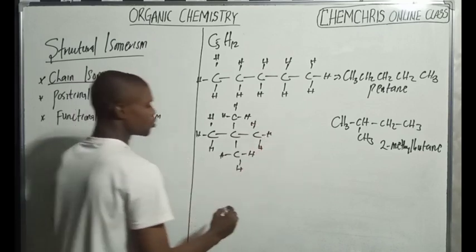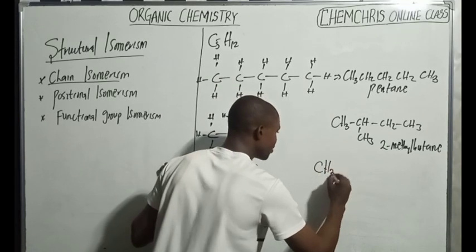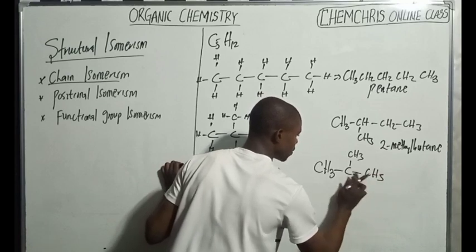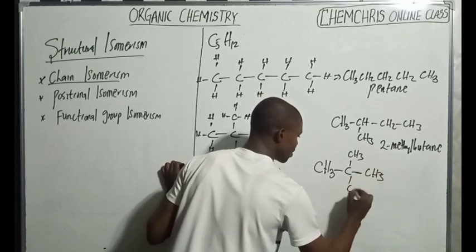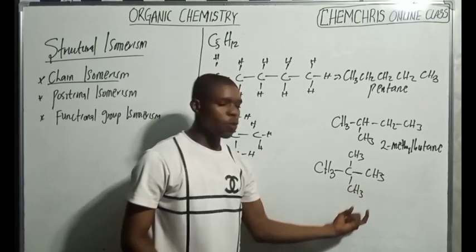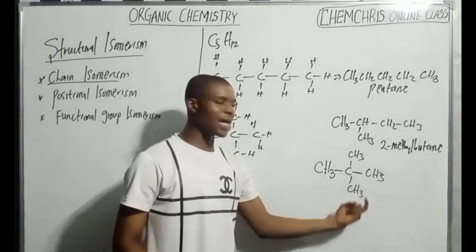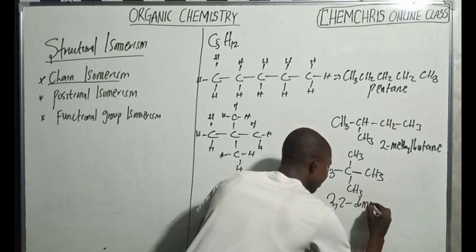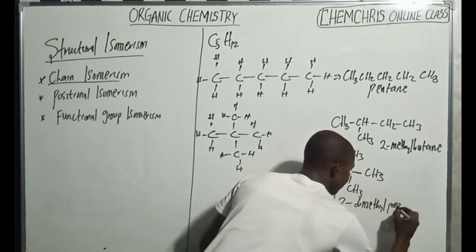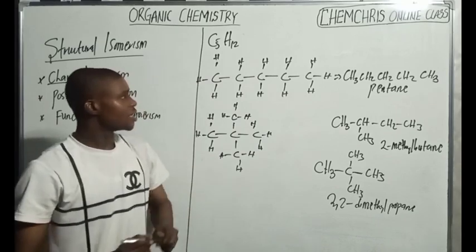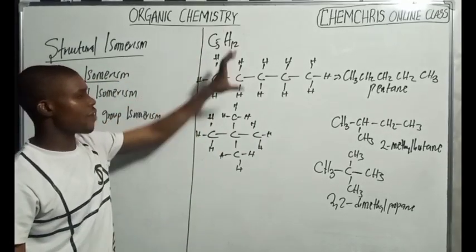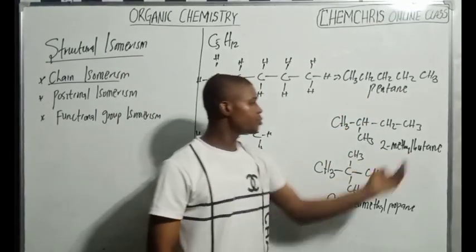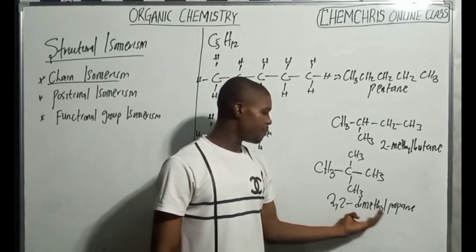So if you check it very well, you have 1, 2, 3, 4, 5, 6, 7, 8, 9, 10, 11, 12. Right? So here I'm going to have CH3, CH3, CH3, CH3. Can you see that? So what is the name of this guy here? The name of this guy is called 2,2-dimethyl propane. Do you see that? That is, C5H12 has three isomers: pentane, 2-methyl butane, and 2,2-dimethyl propane.